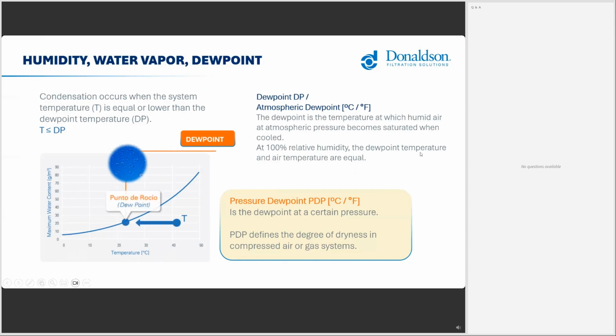In compressed air systems, we have to differentiate between the atmospheric dew point and the pressure dew point. So in compressed air systems, we are talking about pressure dew point. And this is the dew point at a certain pressure. And this is also something where you have to take care of, because always when a dew point is mentioned, the pressure should always be mentioned with it.